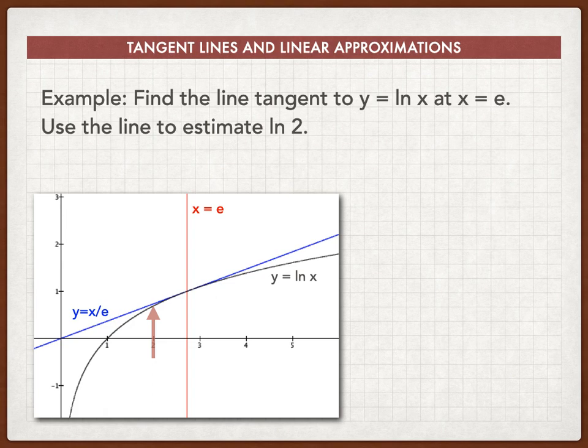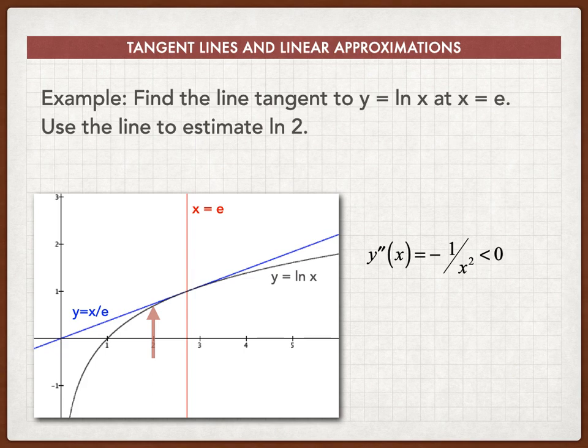Hold on. We don't need the graph to tell us the line overestimates. Do you remember? The second derivative tells us. The derivative of 1 over x is negative 1 over x squared. That's negative between 2 and e, and in fact, everywhere in the domain. The ln graph is concave down, so a tangent line overestimates.